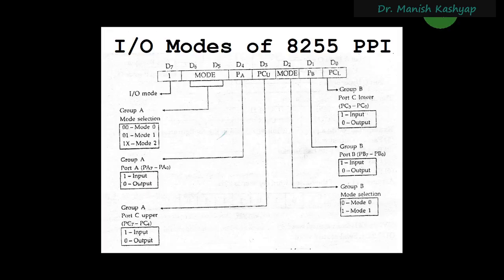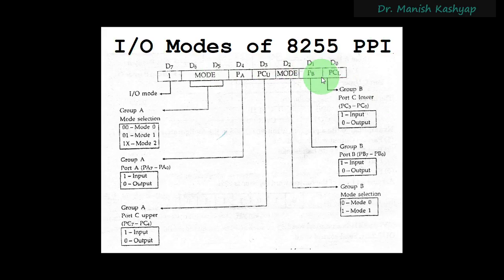And another mode is input output mode of 8255 programmable peripheral interface. So this IO mode of 8255 PPI, it is available to all kinds of ports. So group A ports, that means port A, port B, and port C, every port can be used here. But this input output modes of 8255 PPI, they have got further classification.